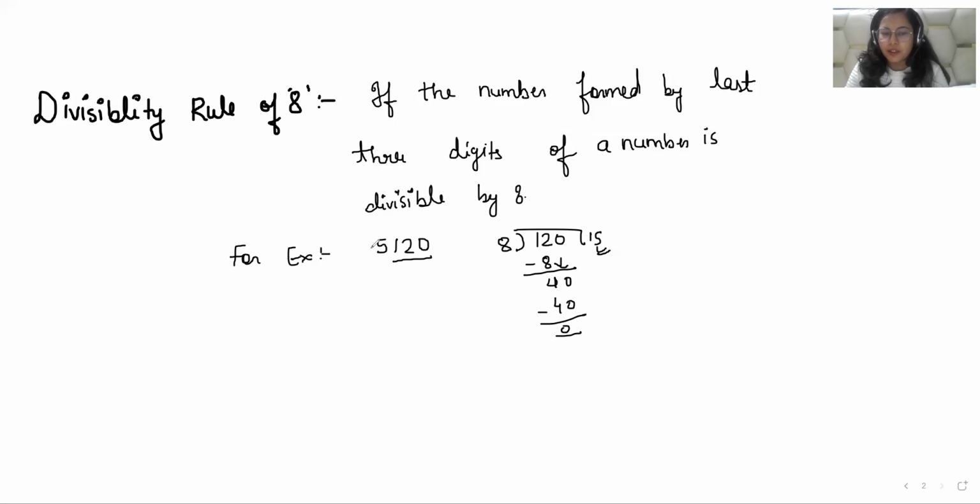I know you can say that we can divide the whole number like this if we have to check. But this is just a 4-digit number. Sometimes they give you a 6-digit number, 7-digit number, and you don't have time to solve it. So you just take the last 3 digits and divide by 8. So you can check whether the number is divisible by 8 or not. So let's discuss some more examples.